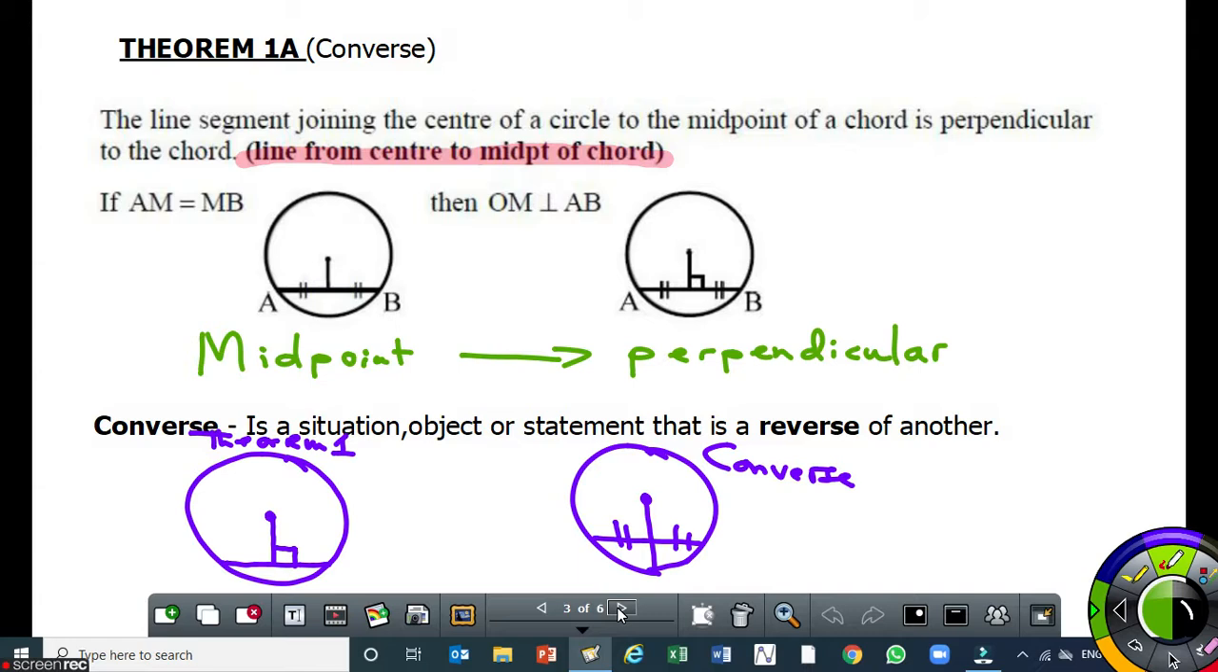Theorem 1a, the converse. You go outside and wash your face. Go outside and wash your face.